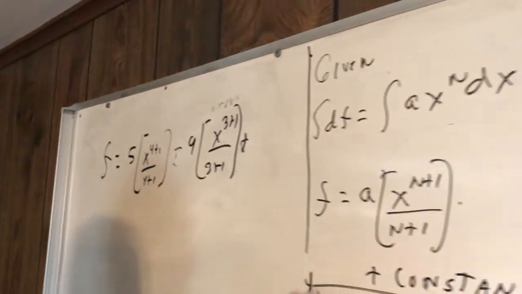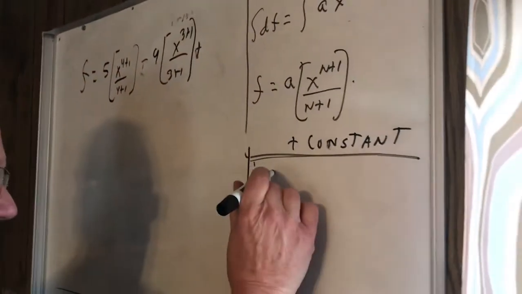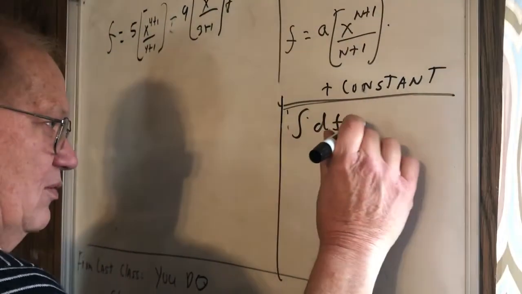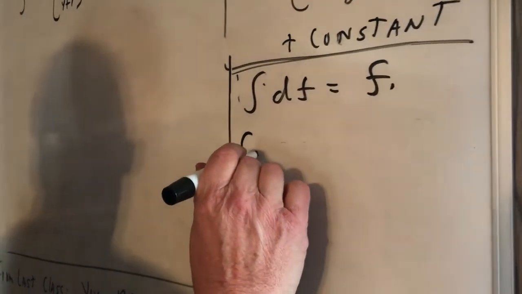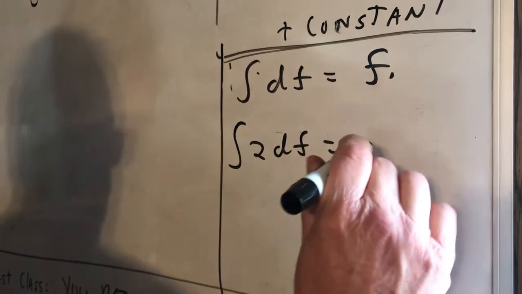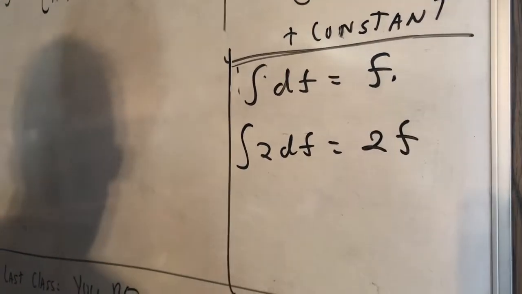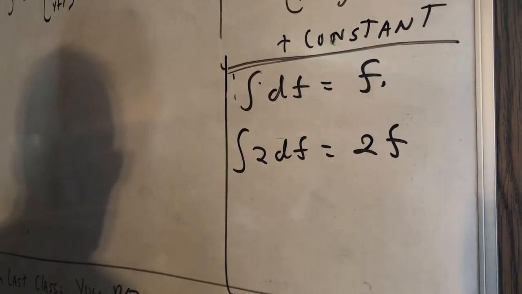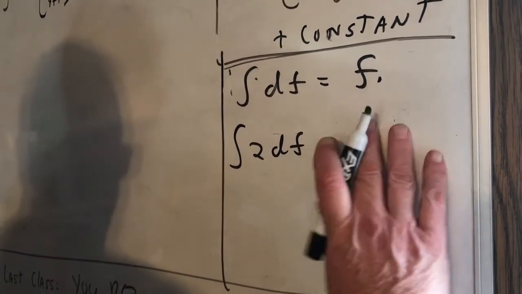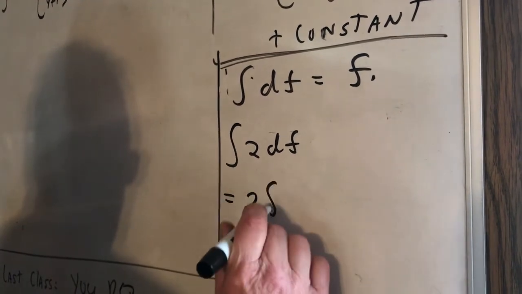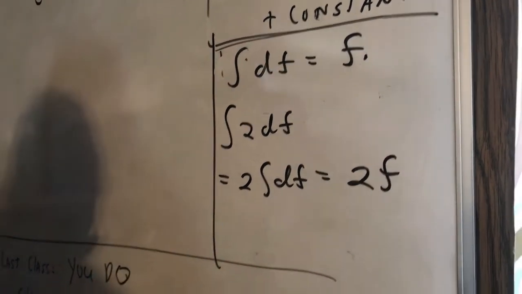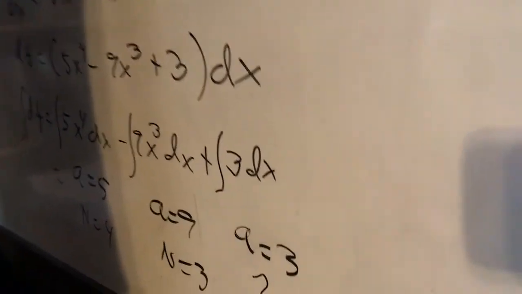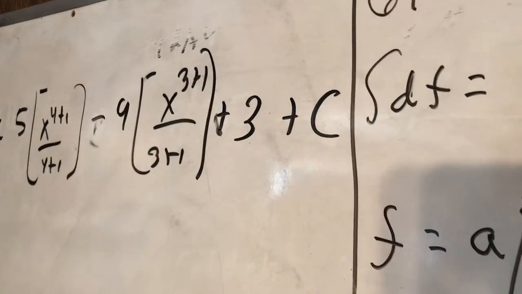Now remember I said before we had a special case where the integral of df was equal to f, right? Well, what if we have the integral of 2 times df? That's going to equal 2f, because I can always take the 2 outside the integral since it's a constant. So I can write this as 2 integral df, and that would be 2f. So therefore, 3 integral dx is going to be 3 plus c. And that is my integral.